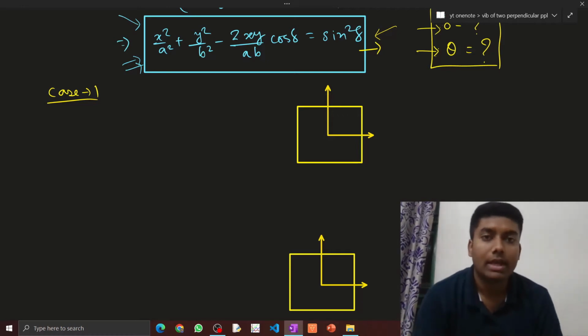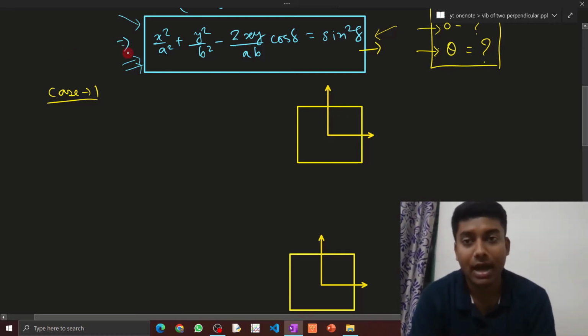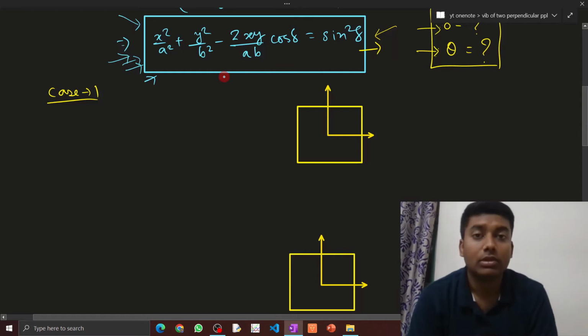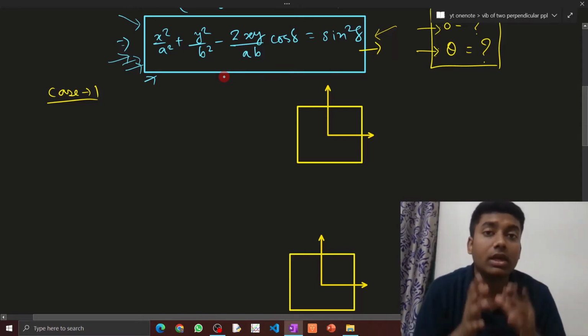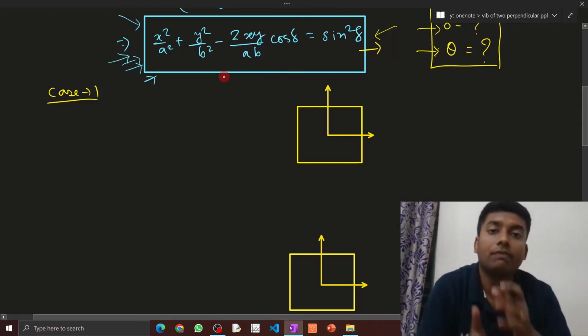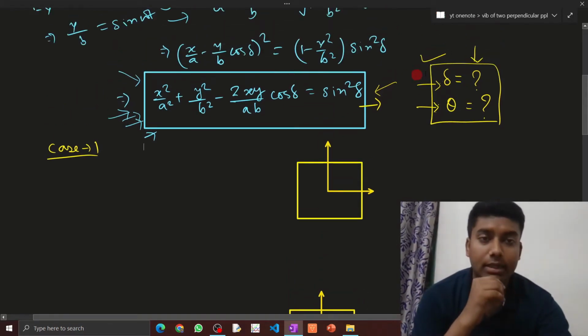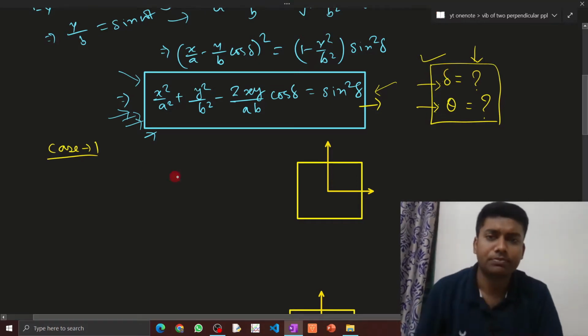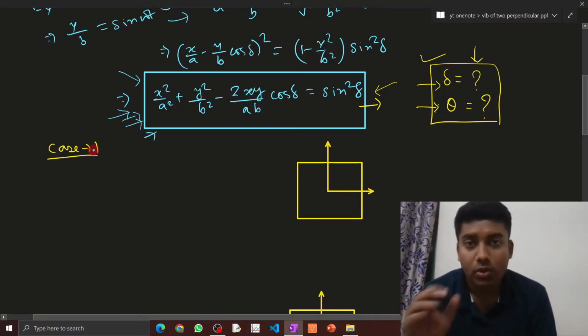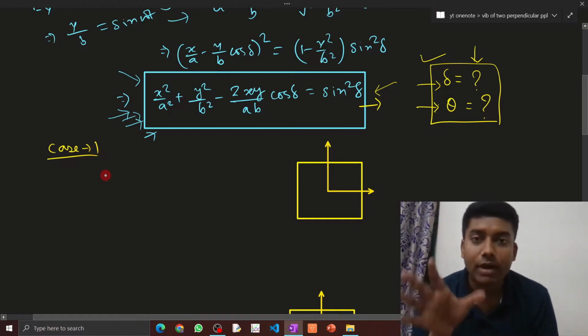In that video we discussed and derived this equation, and by this equation you can find what the state of the emergent wave will be, what the state of polarization of that emergent wave will be, depending on the values of delta and theta. Now in this video I will discuss various cases.